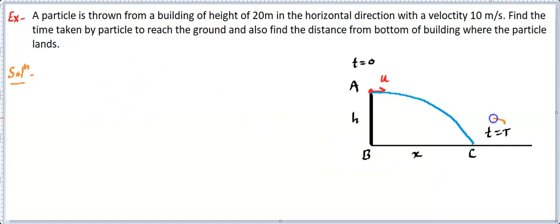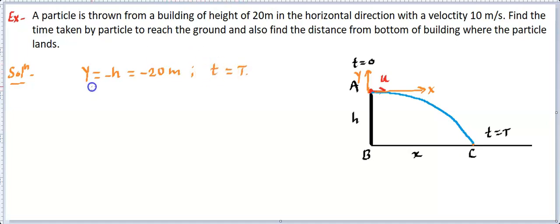First we need to find this t. How can we find this t? What is given to us? We have been given this h value. So we will be considering this point A as origin. We will be considering this direction as positive x, and this direction as positive y. If A is the origin, then of course the final displacement in the y direction is going to be negative. So we need to write this y as minus h, which is 20, so y is minus 20 meters, and the time will become capital T.